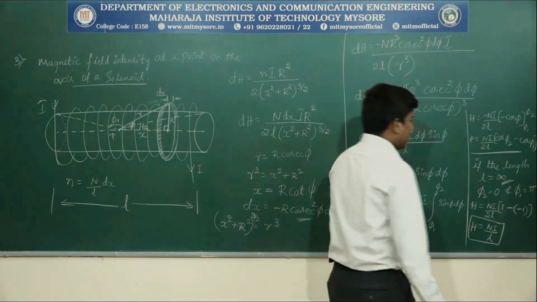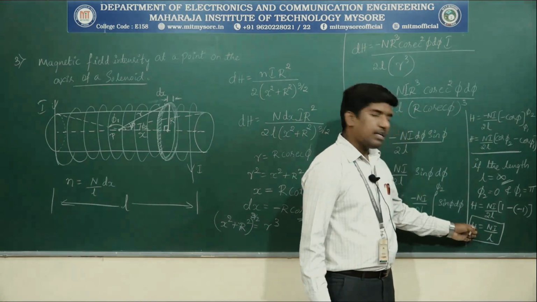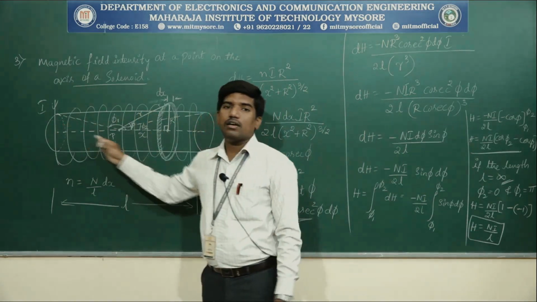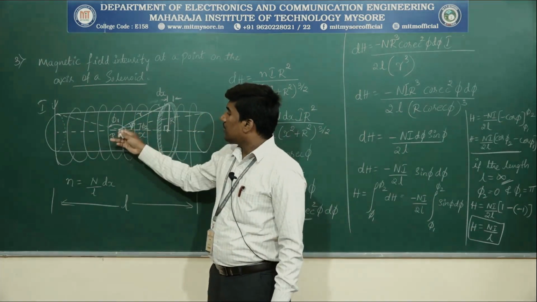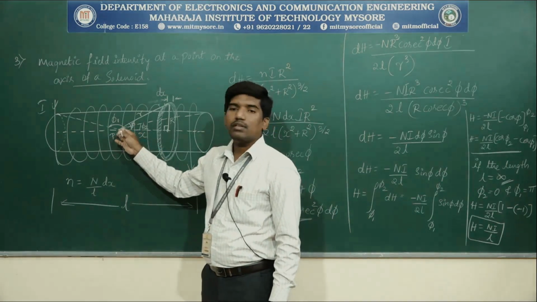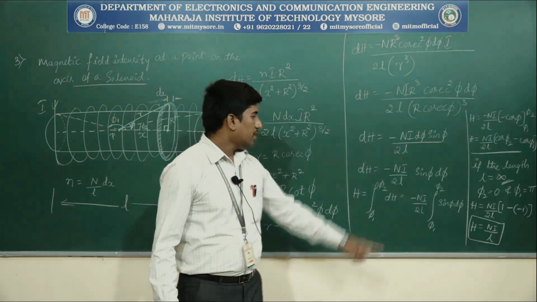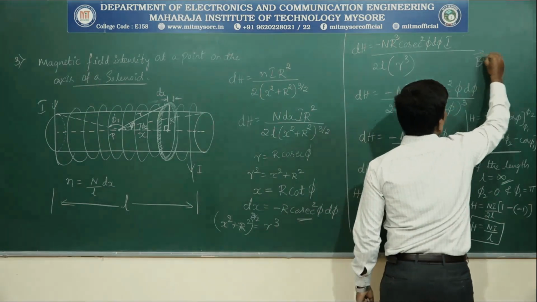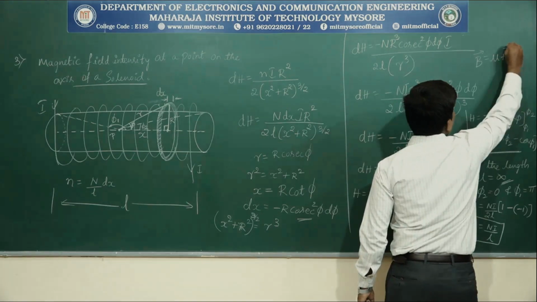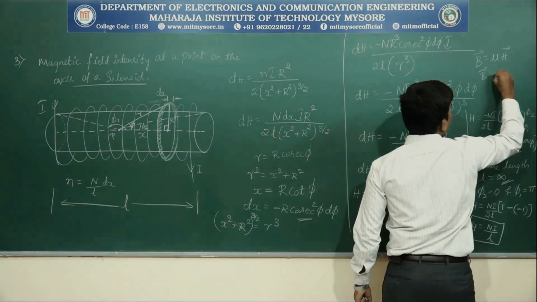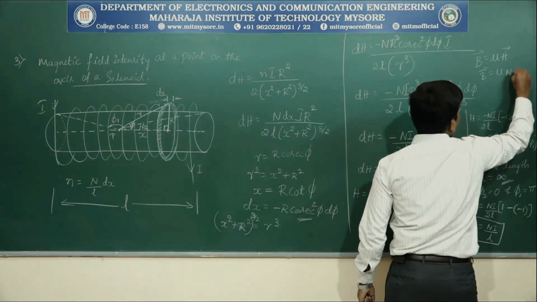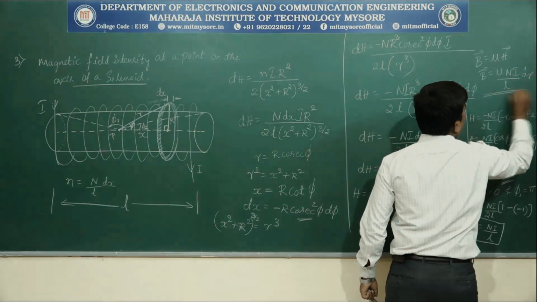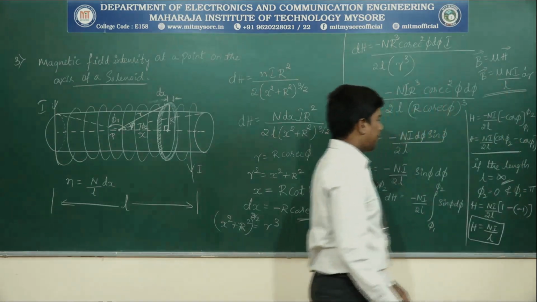That's it. This is the equation for magnetic field intensity due to an infinitely long solenoid, where the point P is chosen on the axis of the solenoid. If we want the equation for B, B is equal to mu into H. Therefore, B can be written as mu into n into I divided by L into a cap R. It is in vector form.